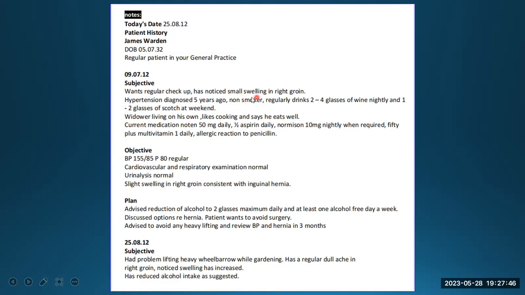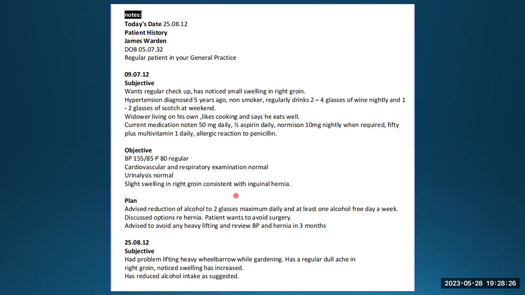This might be the presenting complaint, small swelling. Now the next thing is examination. Vitals are also a form of investigation. Examination findings: blood pressure raised, pulse 80 regular. This is a normal finding. Most of the time we do not mention normal findings in our letter, unless it's relevant. Cardiovascular and respiratory examination normal, urinalysis normal, slight swelling right groin, consistent with inguinal hernia.